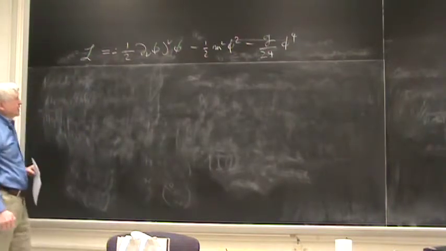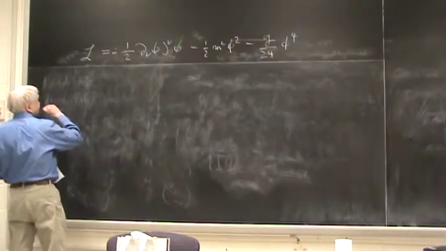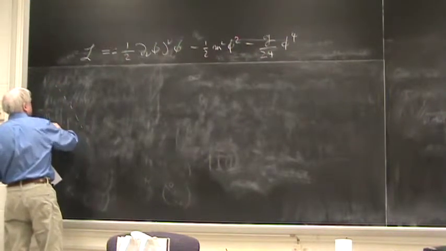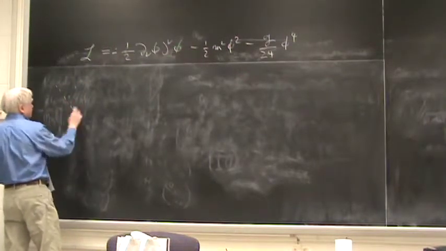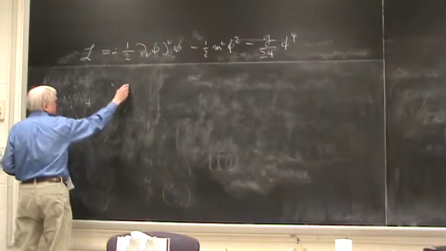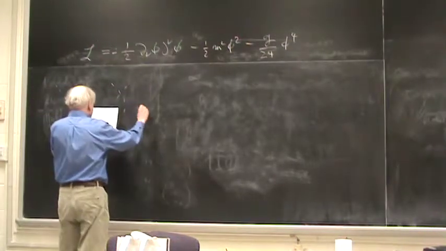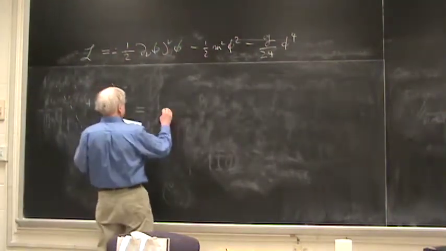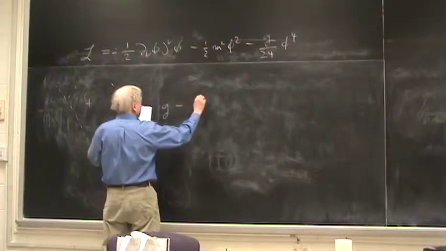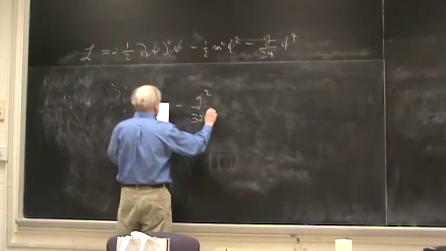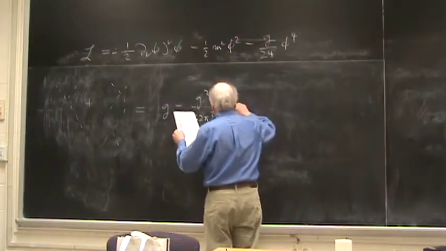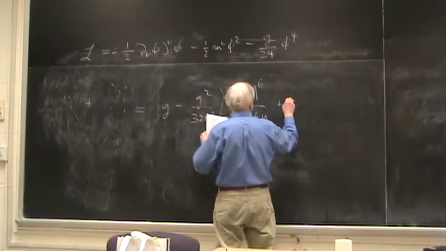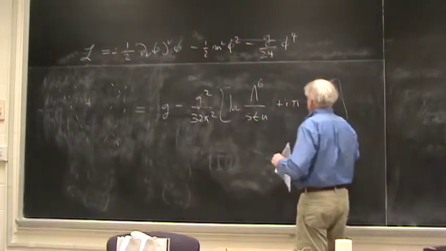we computed the scattering amplitude, or actually, I don't really remember if we did this in detail, but in any event, you can believe that the sum of these two scattering amplitudes is, apart from an overall factor of plus or minus i, which Weinberg gets rid of for some reason, g minus g squared over 32 pi squared, natural log of lambda to the sixth over STU plus i pi plus 3.